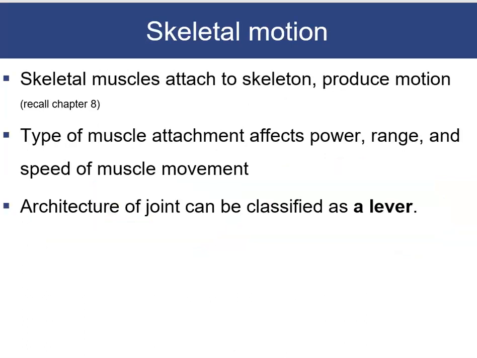Now remember, the purpose of our muscles is to produce motion. Skeletal muscles are attached to our bones. So when the muscles contract, they will move the bones. The type of muscle attachment will affect the power, range, and speed of a muscle movement. So the architecture of a joint can be classified as a lever.